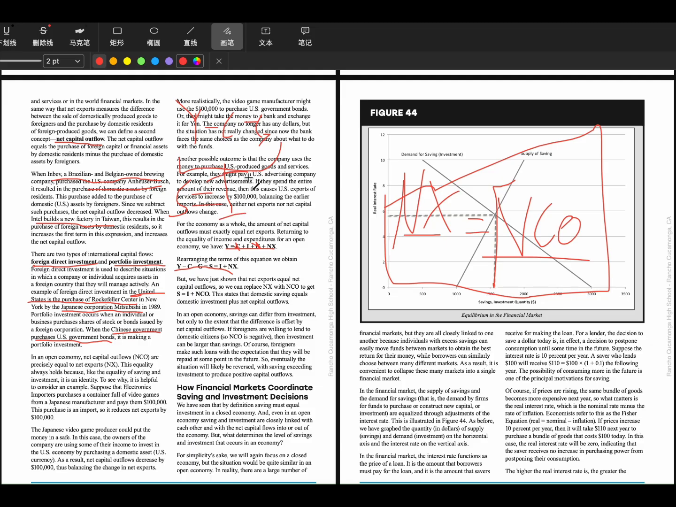But again, we have seen a new thing here. This is NX. This NX has also to be added over here because now we're in an open economy. And what exactly does this NX equal to? Well, this NX equals NCO, as we proved over here. NX equals NCO. Therefore, this equation establishes S equals I plus NCO: national savings equals investment plus net capital outflow. That's how they get this equation. Pretty simple, right?